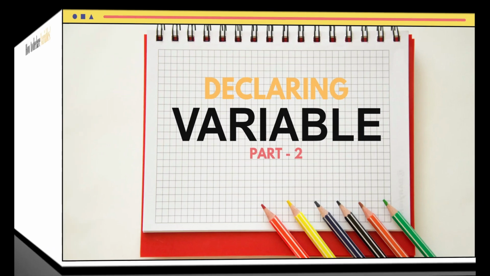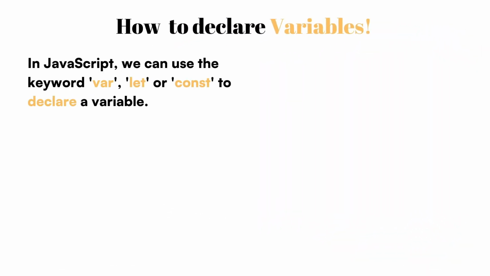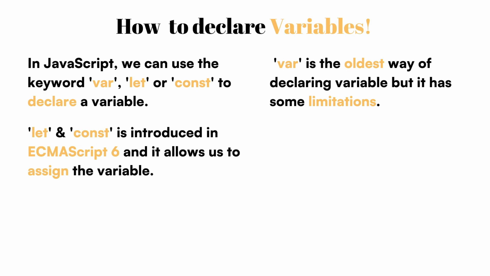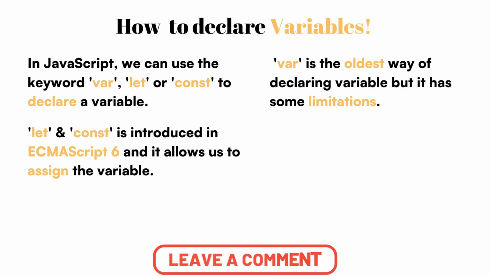Declaring variables, part 2. How to declare variables? In JavaScript, we can use the keyword var, let or const to declare a variable. But there are certain more things that you need to know. Var is the oldest way of declaring a variable, but it has some limitations. On the other hand, let and const were introduced in ES6 and allow us to assign variables. But there is a subtle difference.